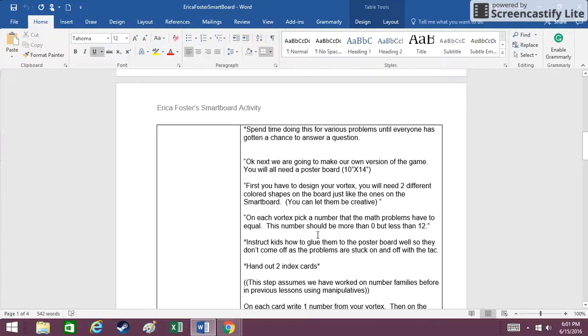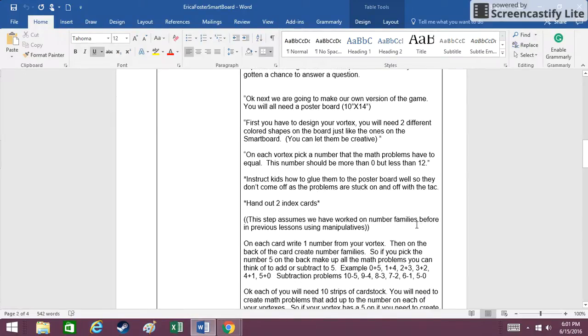We would make sure that we stuck the vortexes on the poster board really well. We might even have them work on the vortexes the day we play the game, and then after lunch come back and finish the poster because you want it stuck on there really good. So next, I would hand out index cards to work on number families.